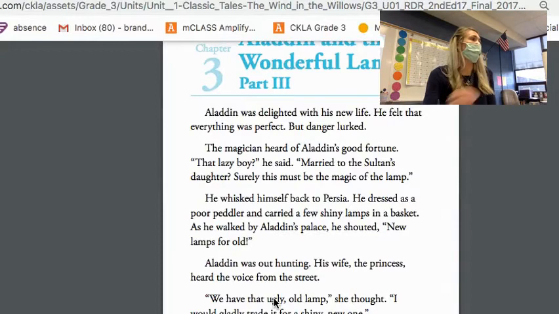After rereading page 21, what did we find out? Why did the magician return to Persia? Griffin, why did he return? Because he somehow knew Aladdin had good luck, and he's like, that must be the magic of the lamp. Yeah, he knows that he's got good fortune or good luck, and he's like, that must be the magic of the lamp. So he's returning to Persia to what? Get the lamp. Very good.